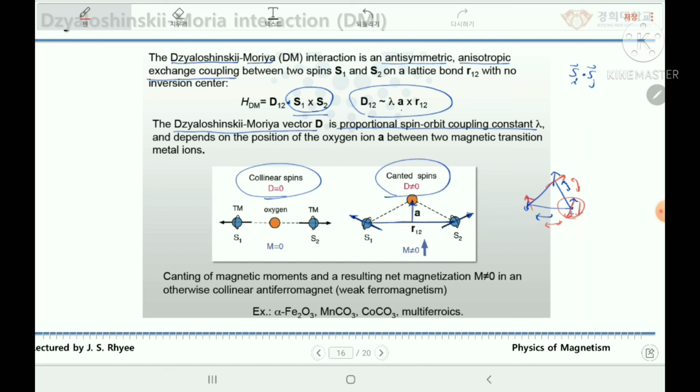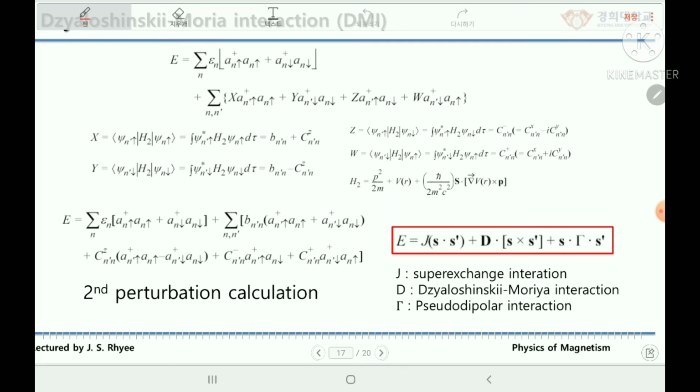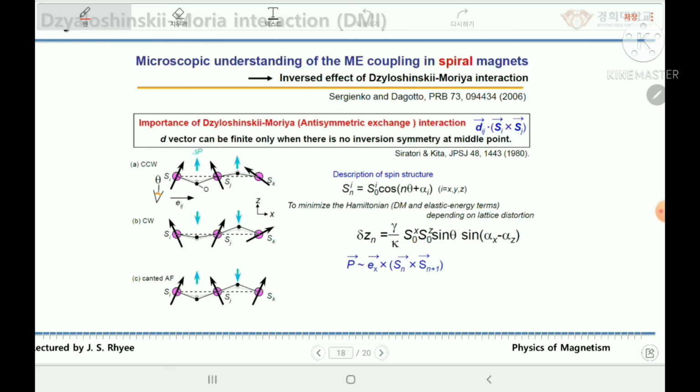This kind of off-diagonal spin component generates the DM interaction, because this DM Hamiltonian induces the off-diagonal skew-symmetric spin component. Therefore, the DM interaction is observed in many spin-frustrated systems like iron oxide, manganese, cobalt carbonate. Also, an important thing is multiferroics. And multiferroics are important in DM interaction because, well, it is very complex anyway.